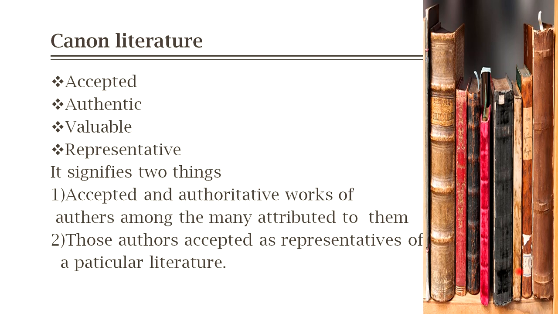In one way, it can be the authentic accepted works of authors among the many attributed to them. Like an author is attributed with a number of works, while a few of them are authoritatively his own, or accepted as his own, while in the case of other works there is doubt regarding their authenticity. So only those works which are authoritative are called canonical texts of the author.